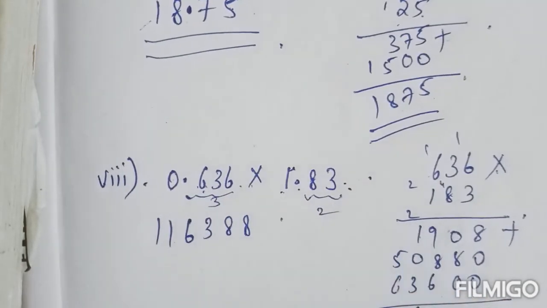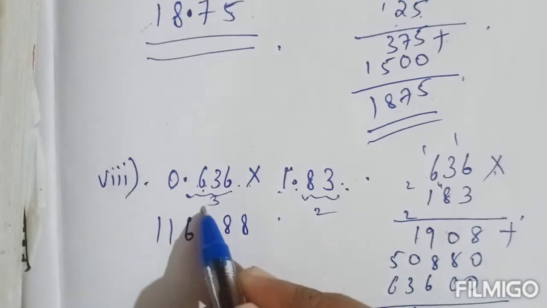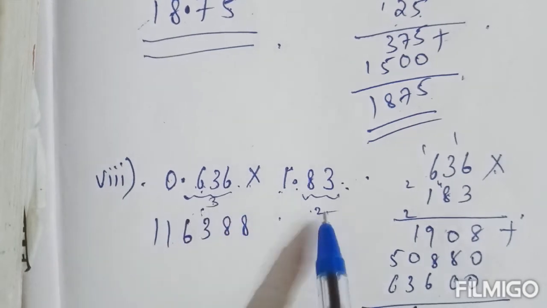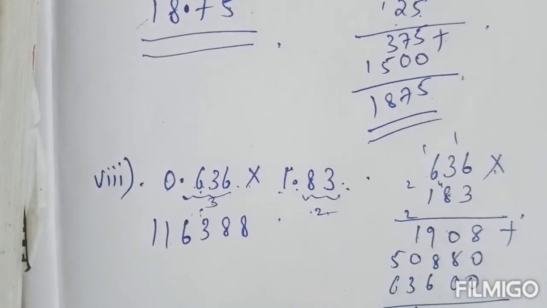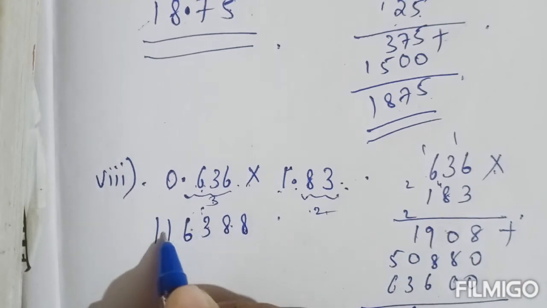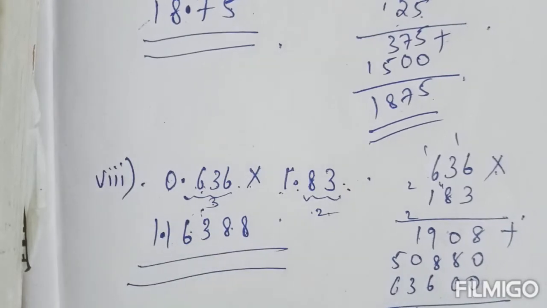Here after decimal point 2 digits are coming. So in total, in the answer, how many digits should come after decimal point? 3 plus 2, that is 5. Okay. You can start counting from the right side. 1, 2, 3, 4, 5. The answer will be 1.16388. Okay.